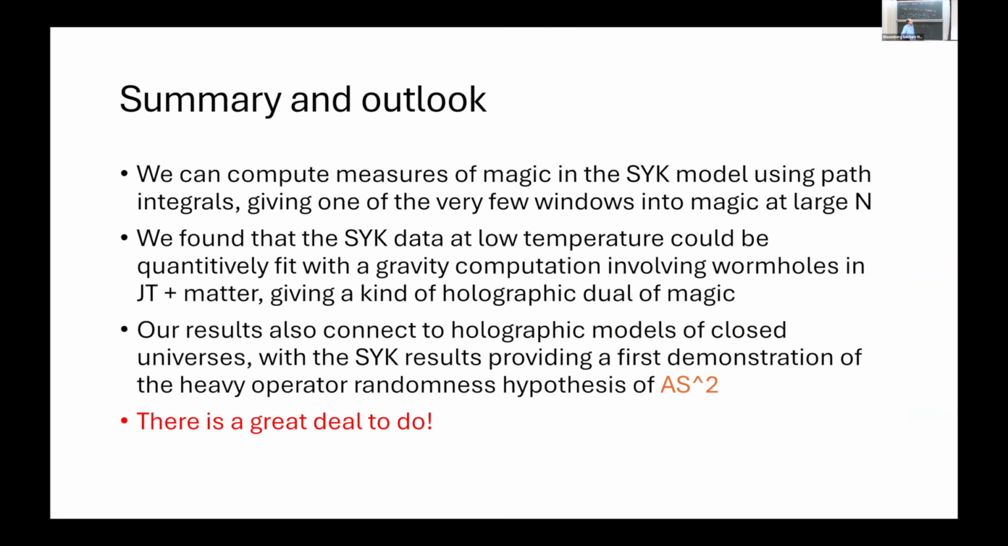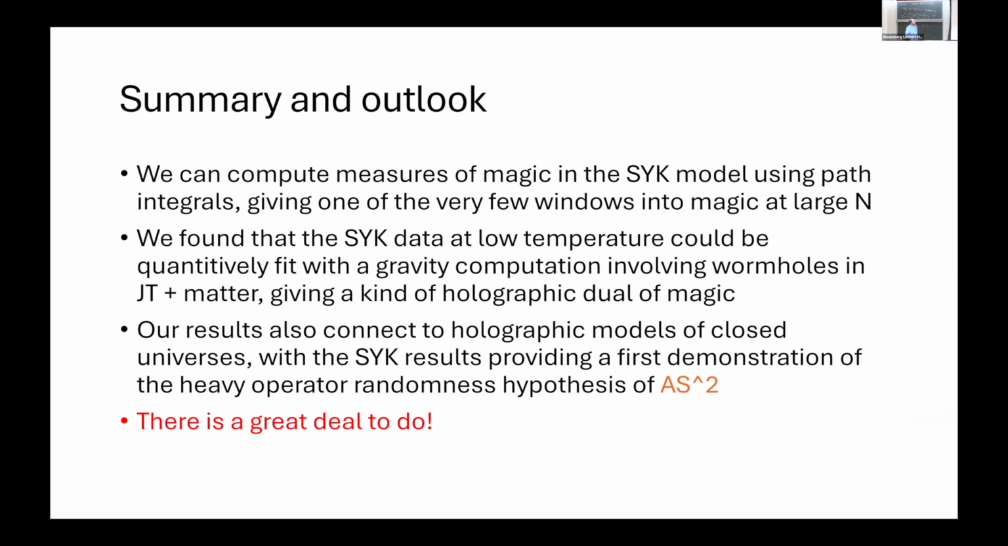So, what did I tell you? First is that I told you about magic, which is an interesting and fun topic. And I told you that we can calculate magic in SYK using path integrals. And I think one nice feature of this is it's one of the very few situations where we can get access to this quantity at large n in an analytically controlled way.